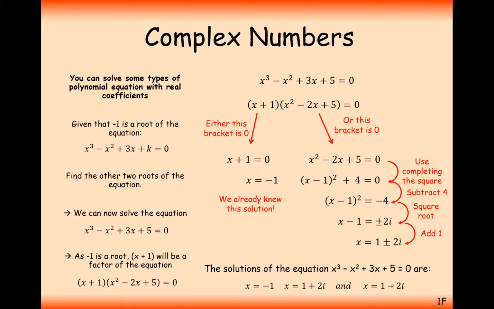In fact, that's always going to happen. If you've got a 3 here, you'll have 3 solutions. If you've got 4 here, you'll have 4 solutions. If you've got a quintic equation, you'll have 5 solutions here in the complex numbers mode. That is effectively the fundamental theorem of algebra, that when you have a polynomial of degree n, you have n solutions. Some may be repeated, but in total you'll have n solutions.